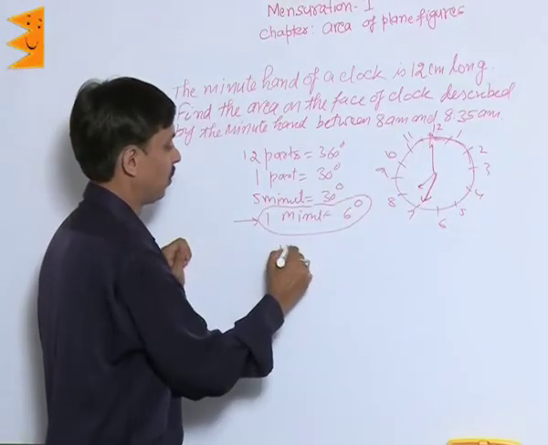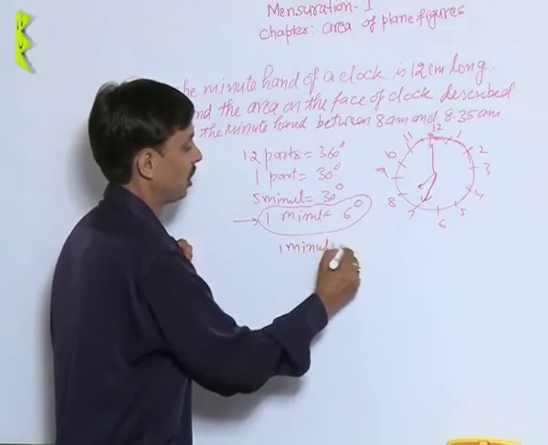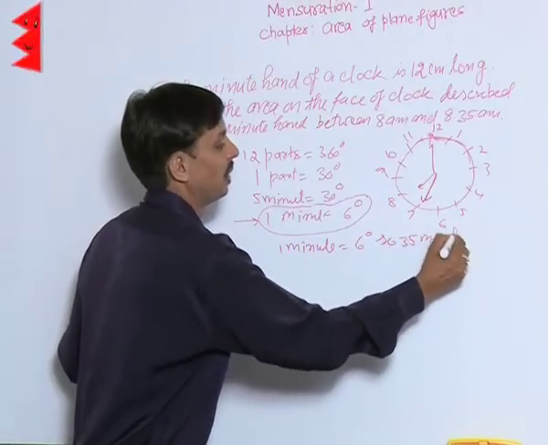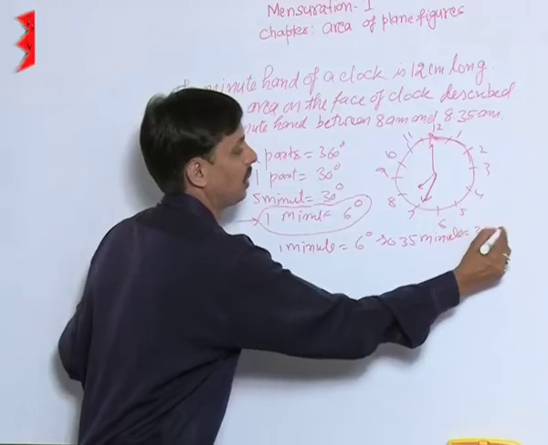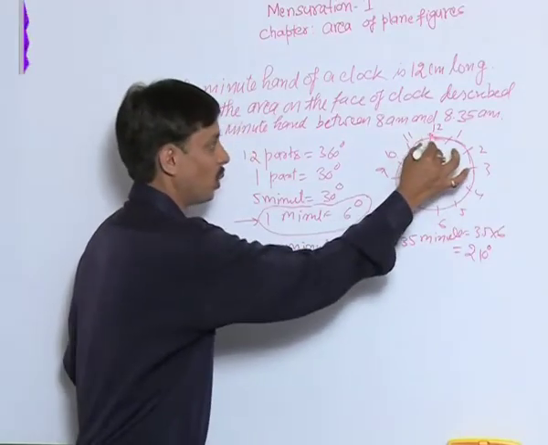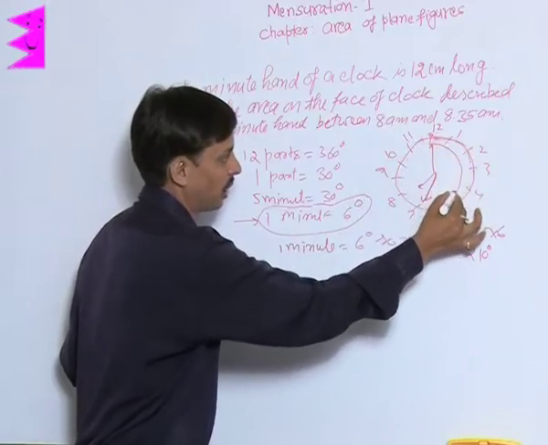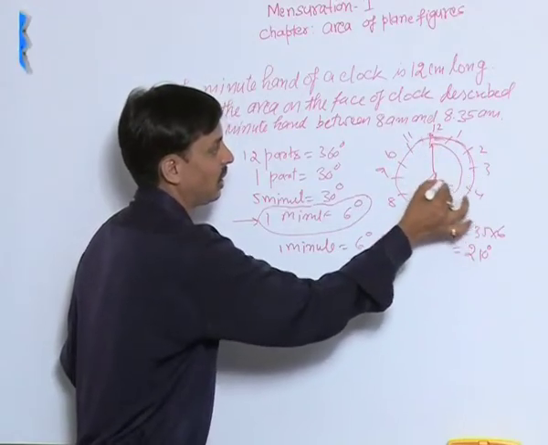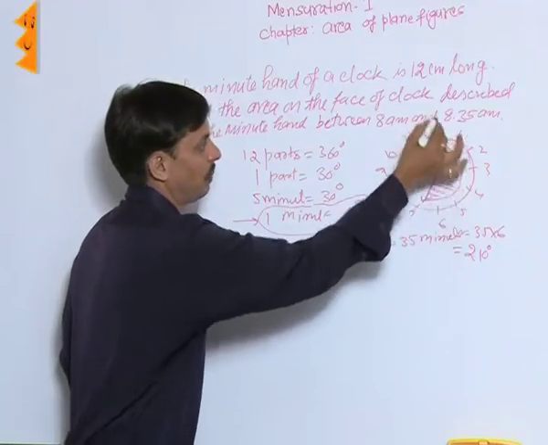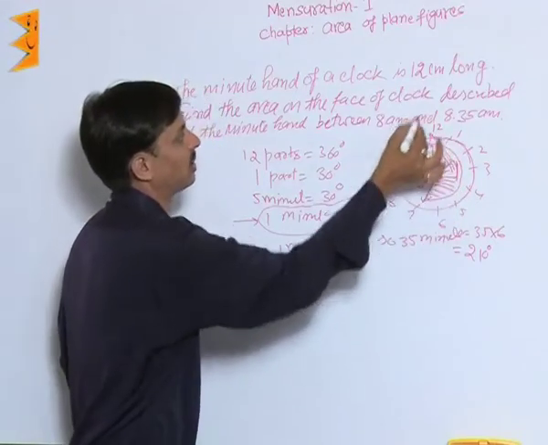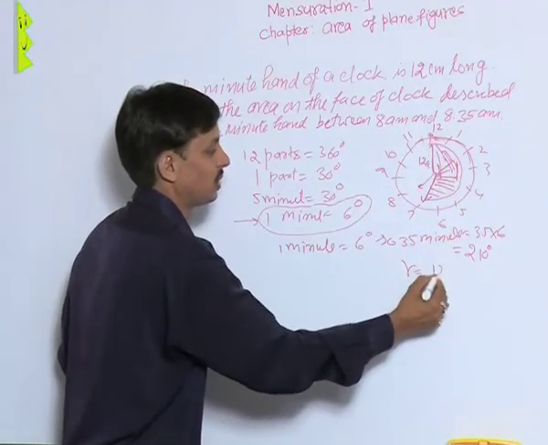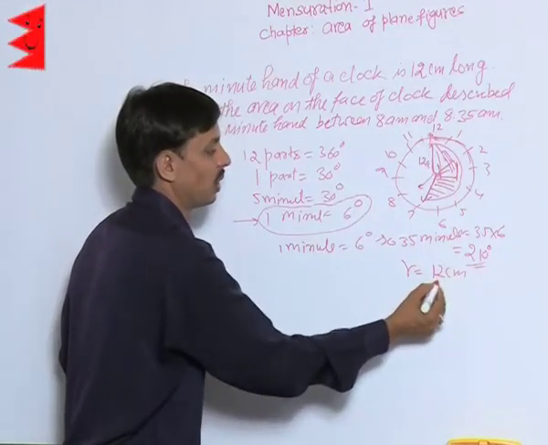As we know, 1 minute is equal to 6 degrees. So 35 minutes are 35 into 6, that is 210 degrees. We want to know, in these 35 minutes, what is the area of the face of the clock swept by the minute hand if its length is 12 centimeters. So we can understand radius is 12 centimeters, theta is 210 degrees.